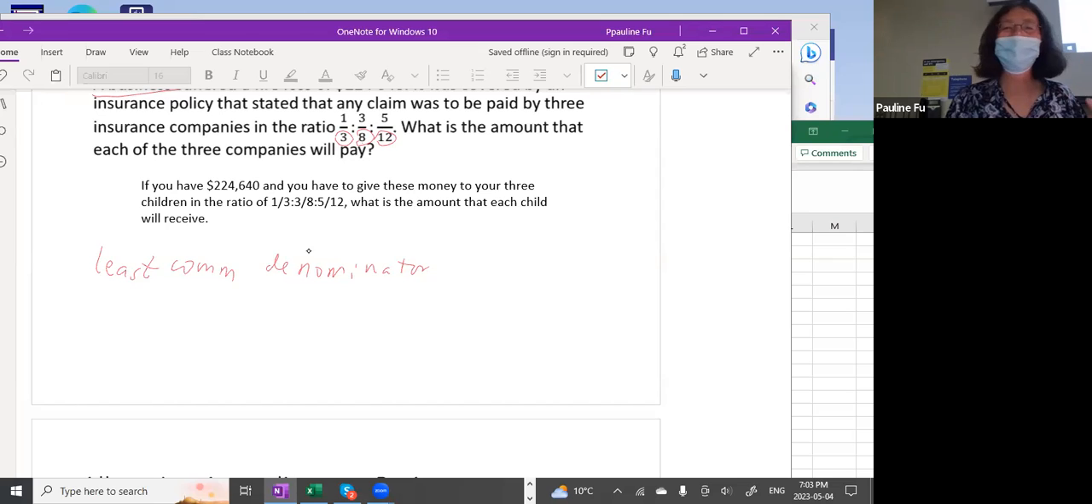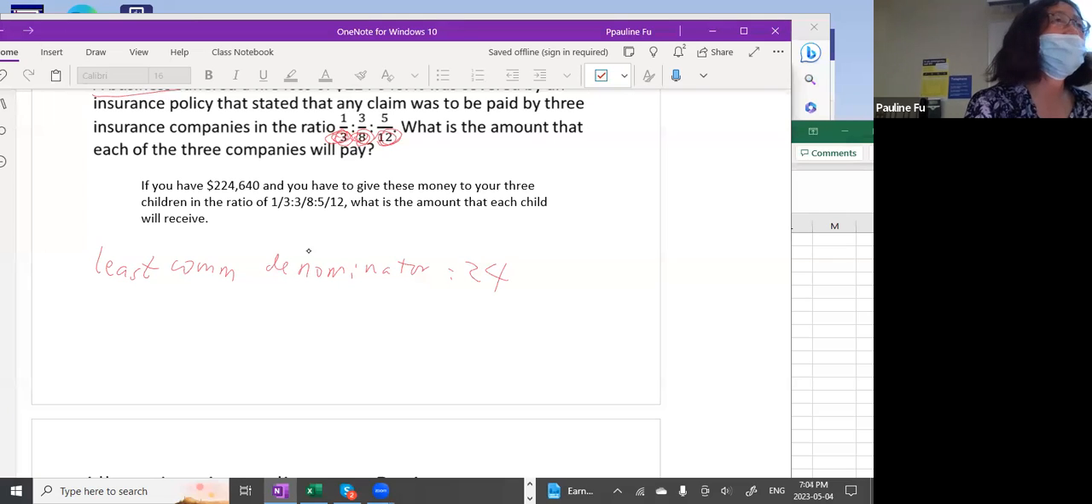Which number is a multiple of 3, at the same time a multiple of 8, at the same time a multiple of 12? There are many of them. The smallest one is 24. Did you see that? 24 is a multiple of 3. 24 is a multiple of 8. 24 is a multiple of 12.